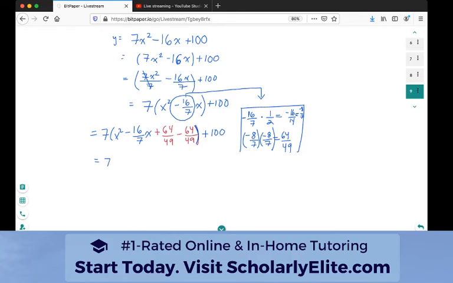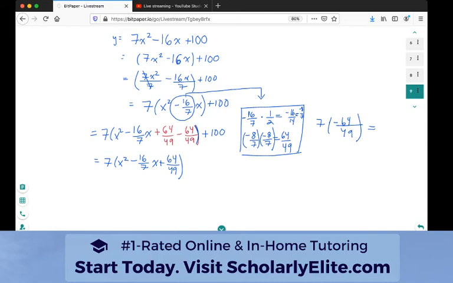So we've got 7x squared minus 16 over 7x plus 64 over 49 bracket. And then I need to solve what is positive 7 times 64 over 49. So I'm just going to do that here. When I say I'm going to do this over here, I mean basically you would do this on a piece of scrap paper on a test or something.